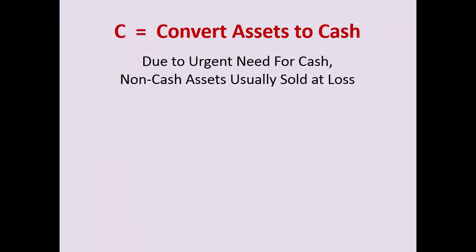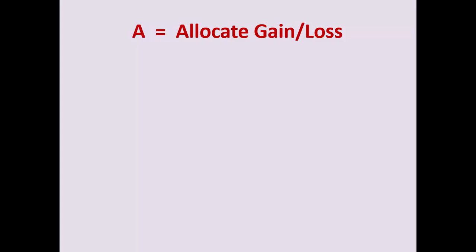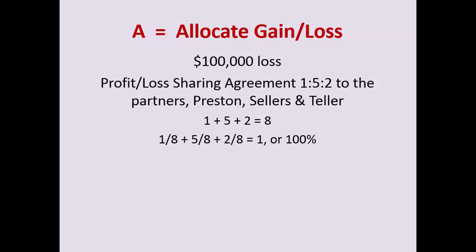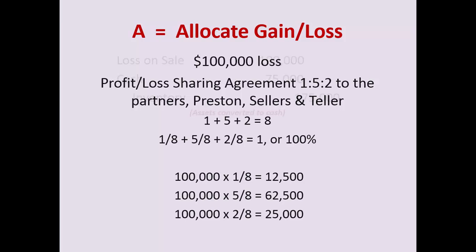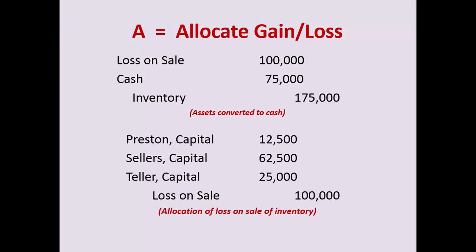First step, if we're going to review, convert your assets to cash. Sold your inventory for $75,000. Now we're looking at a much smaller amount. We're going to look at a different example. So you have a loss on the sale of $100,000. Allocate the gain or loss the same way, only it's quite a bit more. First entry, convert your assets to cash and then allocate the loss to the partners.